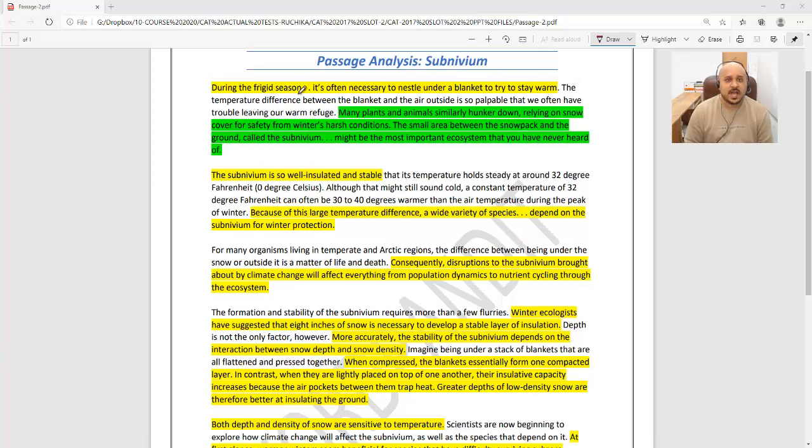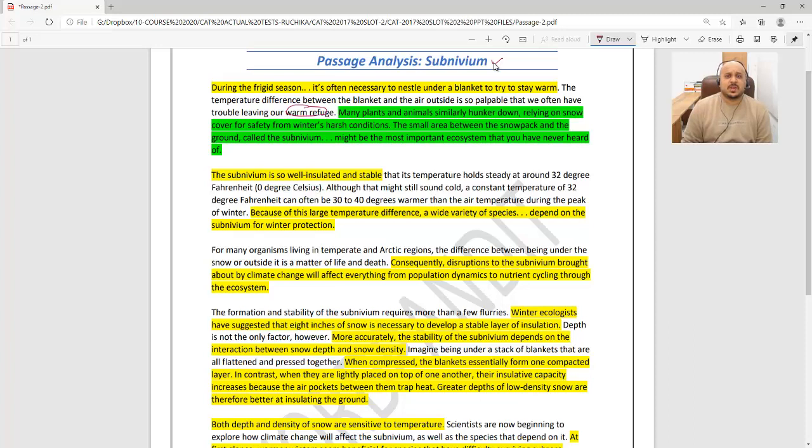So let's get started. This is a passage which is based on subnivium. What does subnivium refer to? We will get to it in the passage itself. The passage defines it for you. During the frigid season, so that's during the cold season, it's often necessary to nestle under a blanket to stay warm. Winters in North India are going to remind you of this. The temperature difference between the blanket and the air outside is so palpable that we often have trouble leaving our warm refuge. So we want warmth in winters.